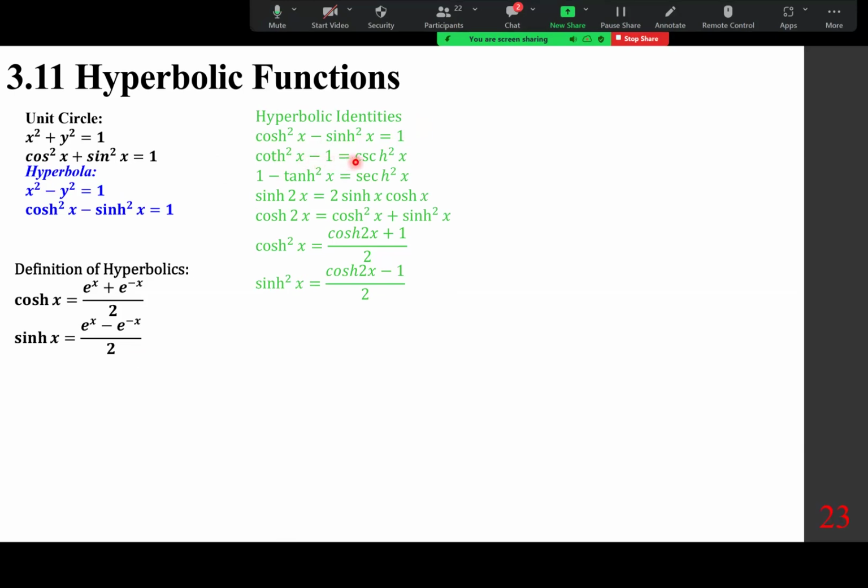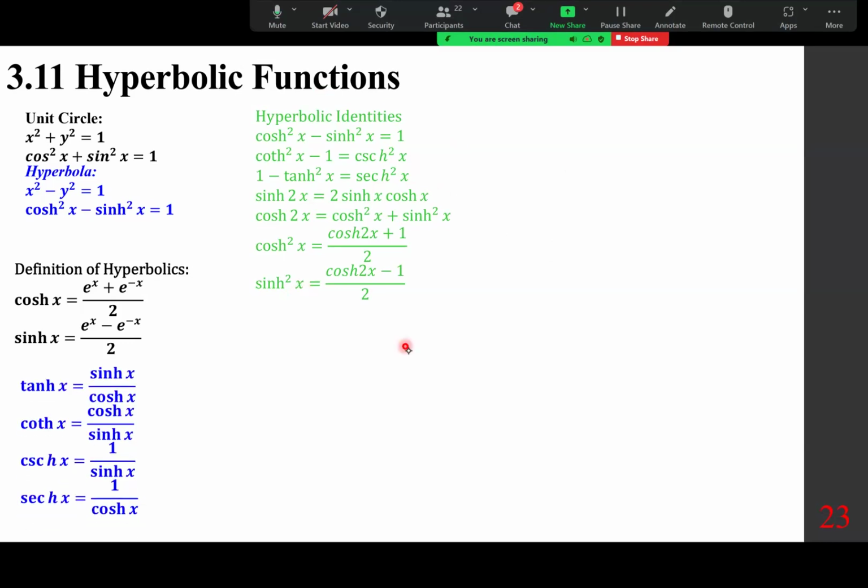Hyperbolic cotangent squared minus 1 equals hyperbolic cosecant squared x. 1 minus hyperbolic tangent squared x equals hyperbolic secant squared x. These are like Pythagorean identities, cosine squared plus sine squared equals 1 and so forth. Sine 2x equals 2 sine x cosine x, so sinh 2x is 2 sinh x cosh x. Cosh 2x is cosh squared plus sinh squared, whereas cosine 2x is cosine squared minus sine squared. So there are some differences and some similarities. Those are some of the identities, okay?